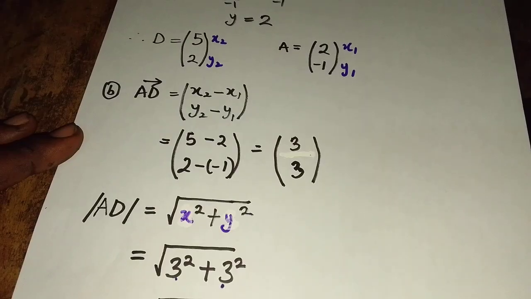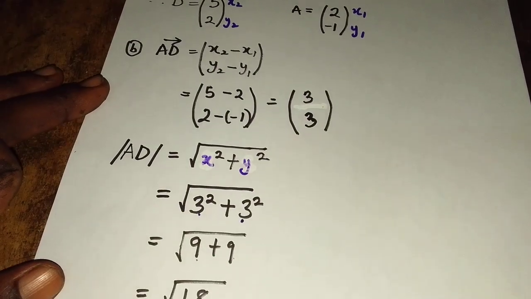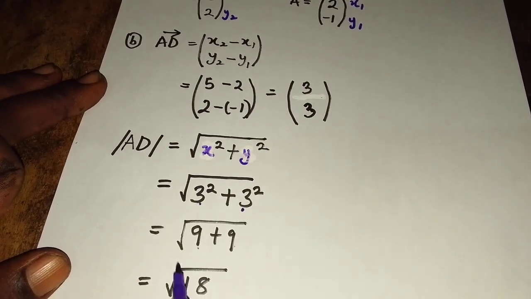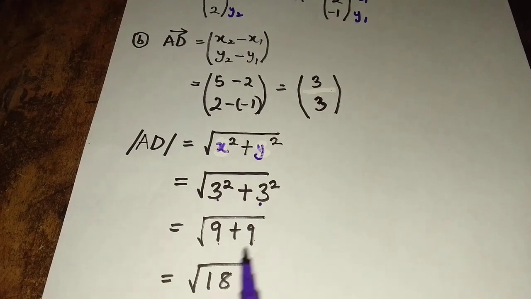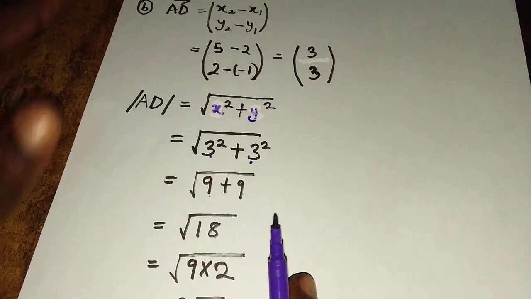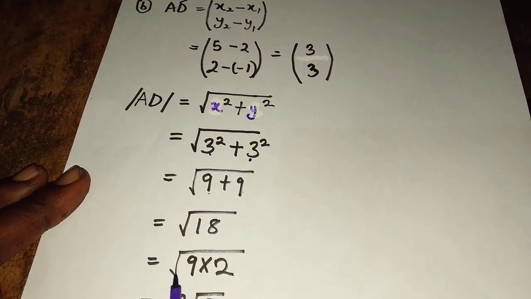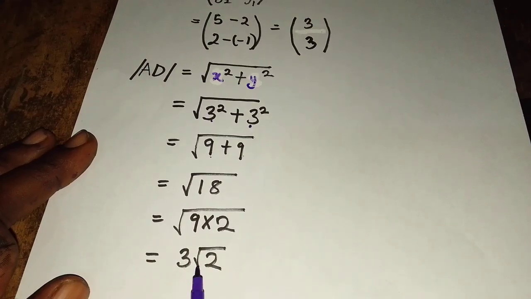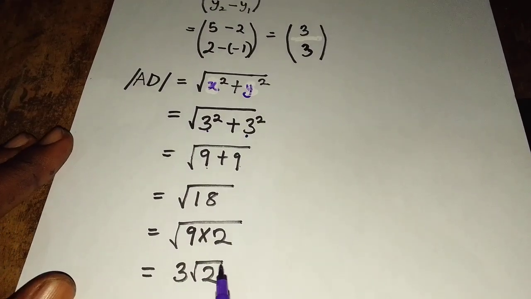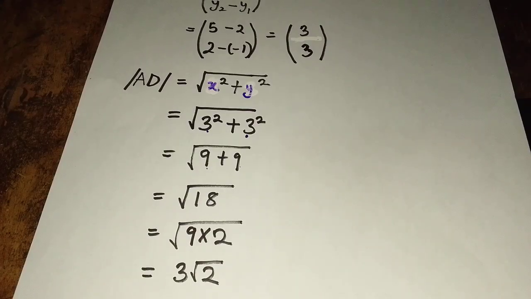9 plus 9 will give us 18. So that means we have root 18. So root of 18 is what? If you break this down, you have 9 times 2. You can look for the root of 9, which is what? 3, then root 2. So the magnitude of the vector AD is 3 root 2. From there, we want to get the value.